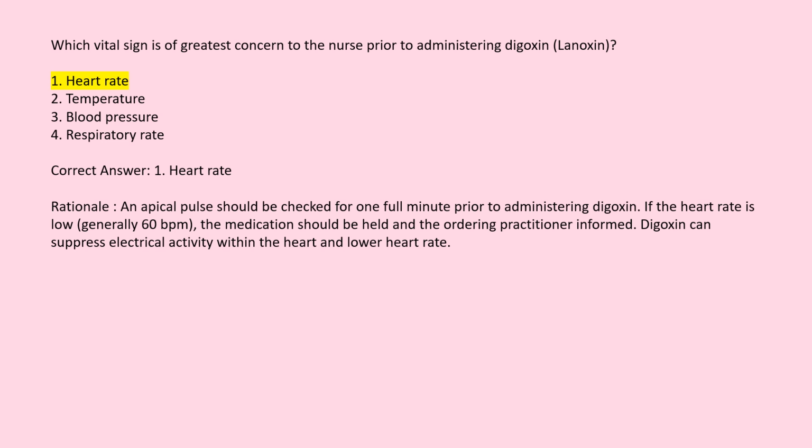Correct answer. 1. Heart rate. Rationale. An apical pulse should be checked for 1 full minute prior to administering digoxin. If the heart rate is low, generally below 60 bpm, the medication should be held and the ordering practitioner informed. Digoxin can suppress electrical activity within the heart and lower heart rate.